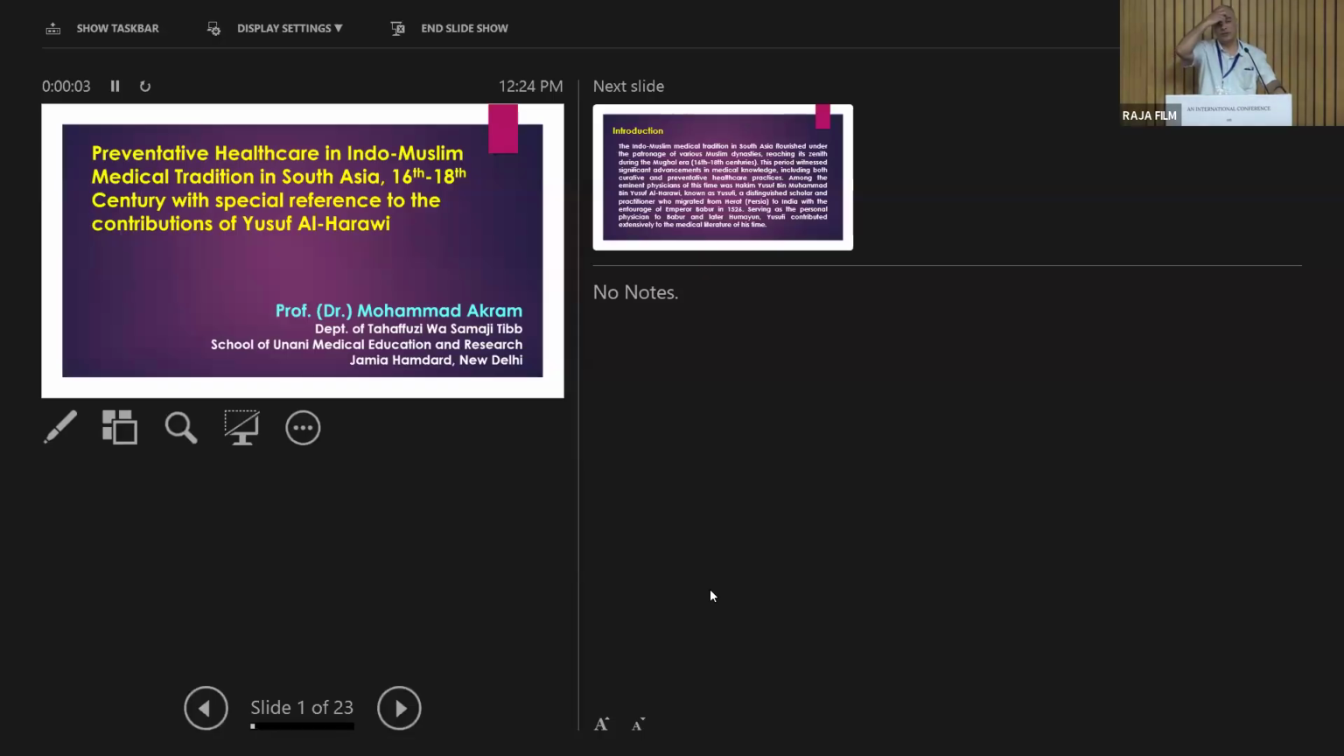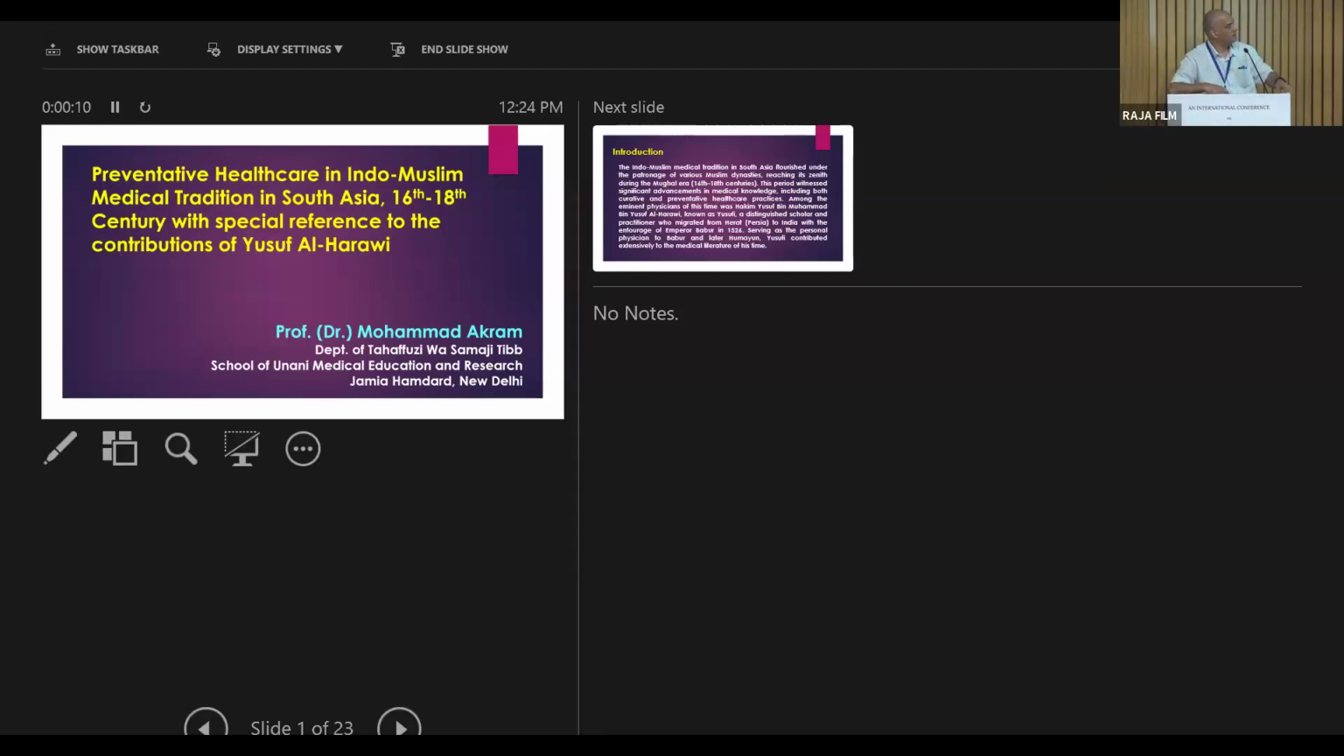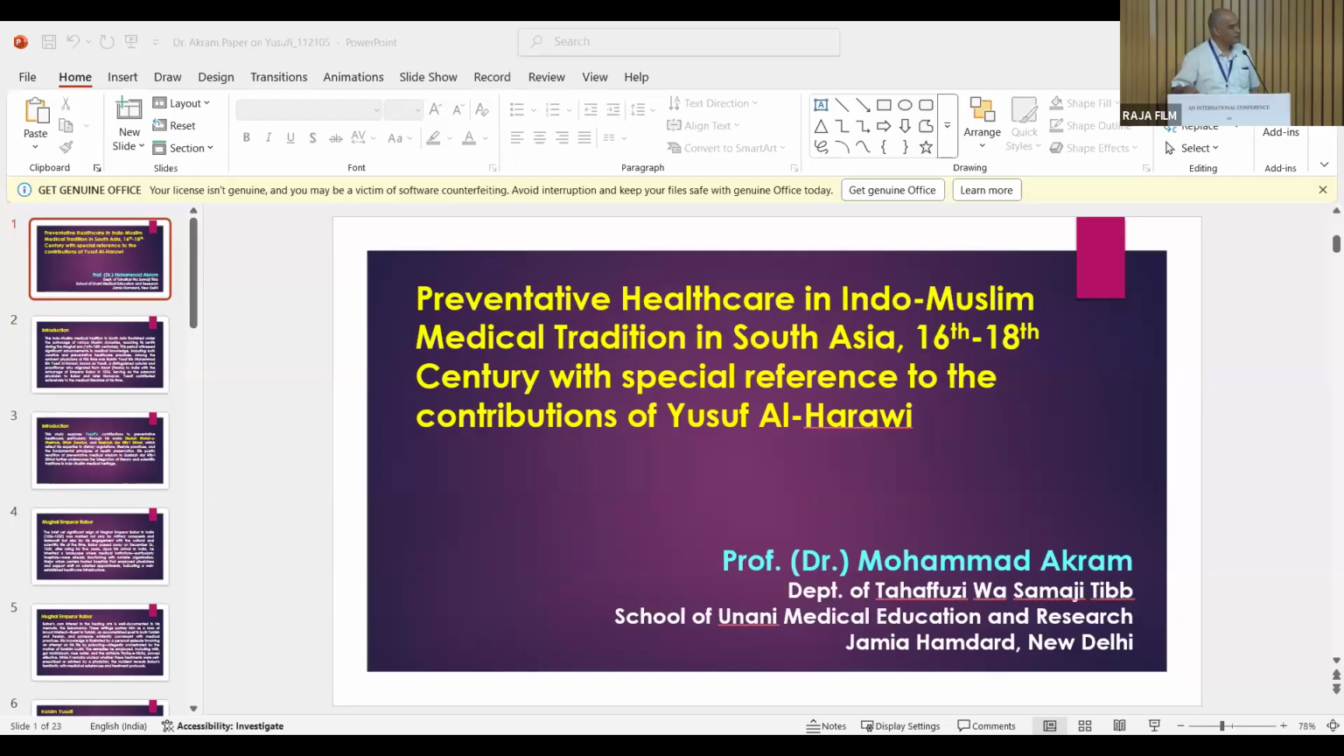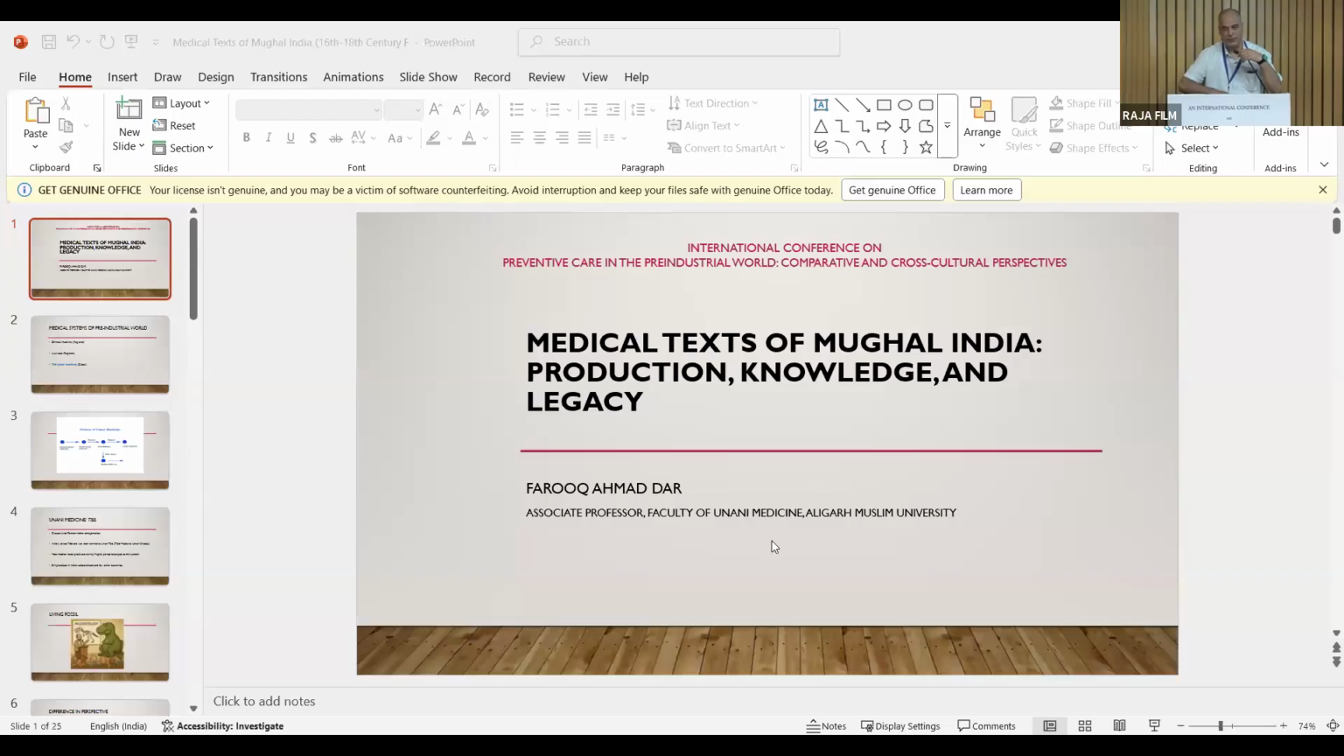This is my medical manuscripts. So my topic is about the medical manuscripts or medical texts of the Mughal era. In order to understand the development and production of these texts, it's pertinent to understand the medical systems that were prevalent during that period.